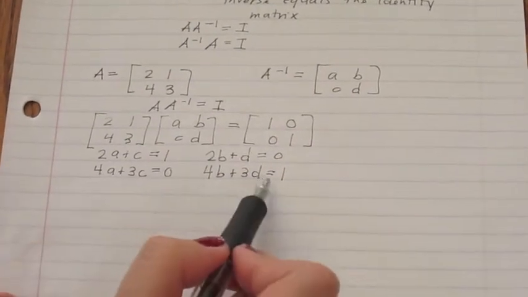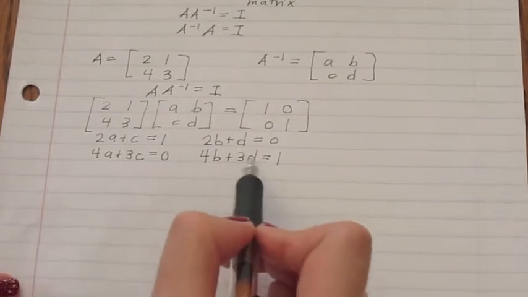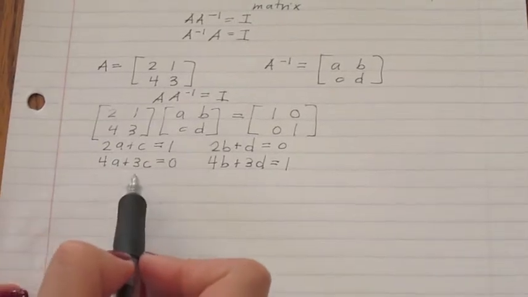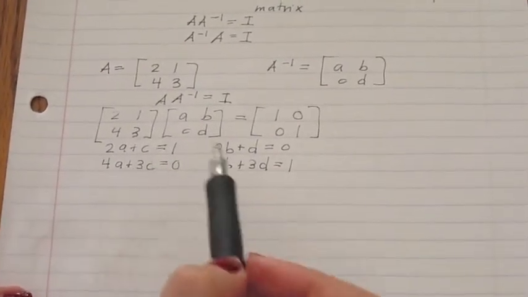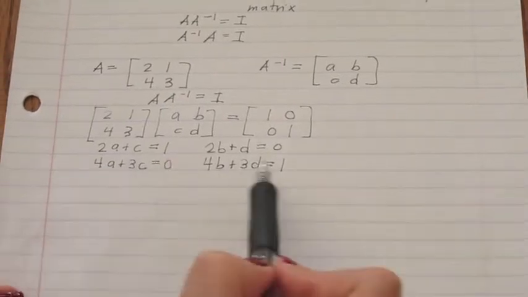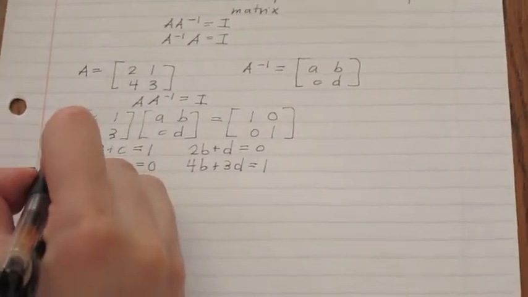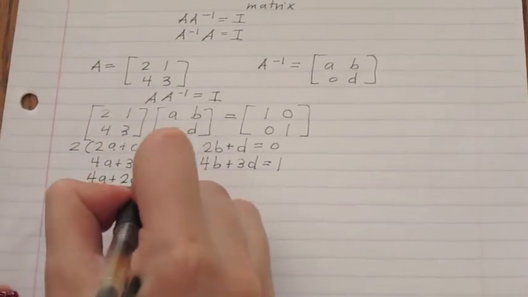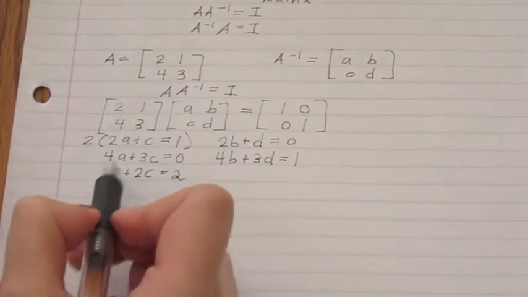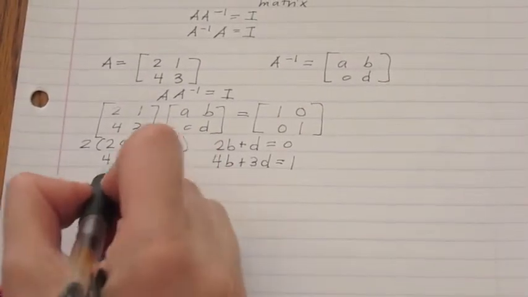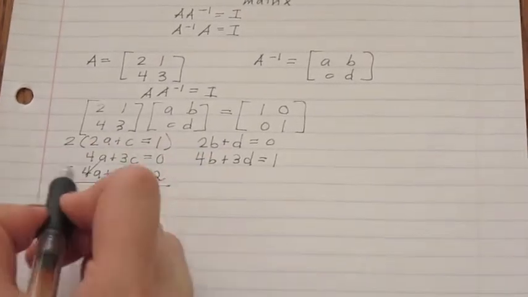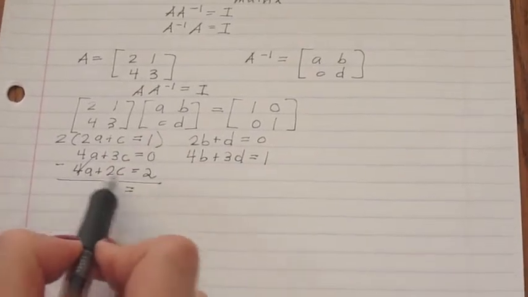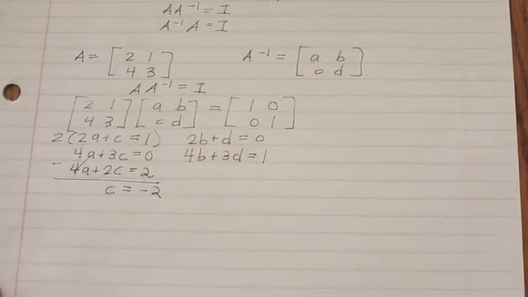So now we have two sets of equations. This set has a and c. This set has b and d. I separated them for that reason. So now we can use simple algebra like elimination, substitution, to find out what exactly a, c, and b, d are. So I'm going to use elimination. I'm going to multiply the top by 2. So I will get 4a plus 2c equals 2. Now, I multiplied that by 2 so I can cancel out these a's here when I subtract the equations. So 4a minus 4a is 0. 3c minus 2c is 1c. 0 minus 2 is negative 2. So my c is negative 2.